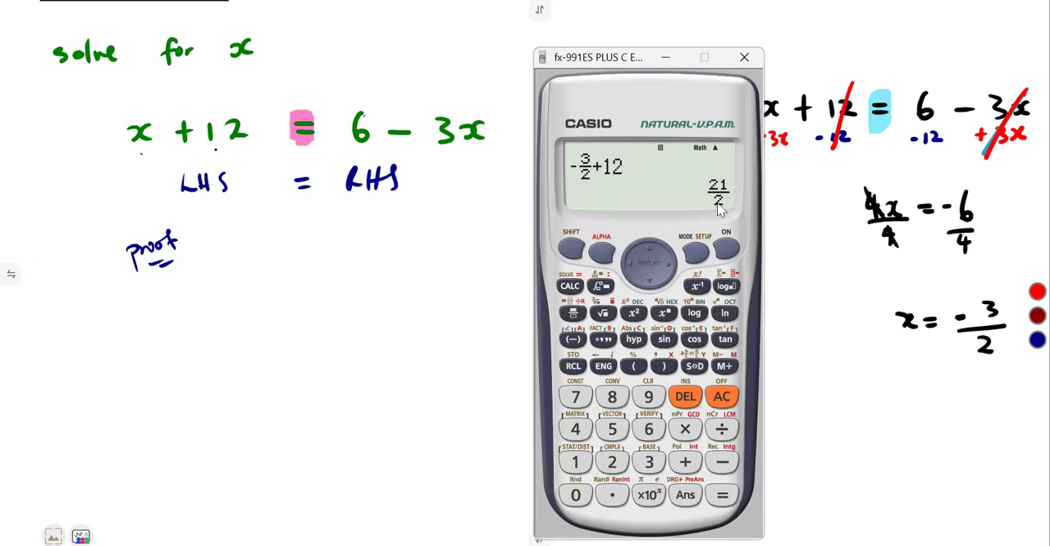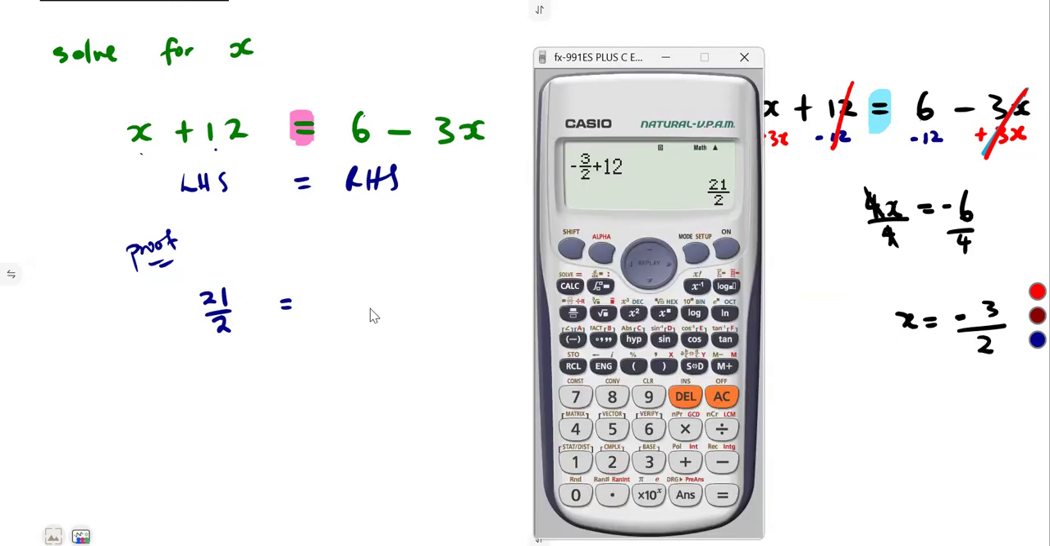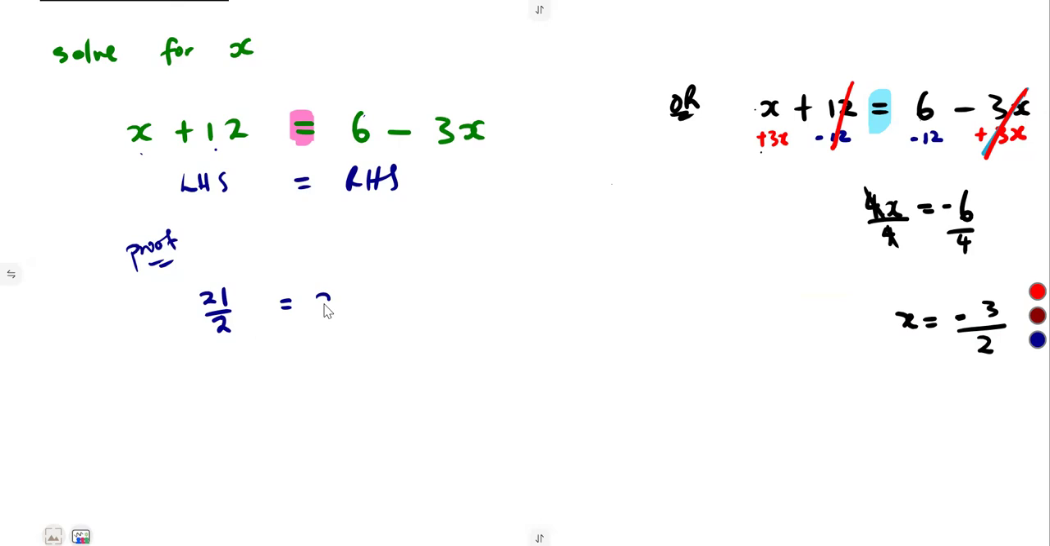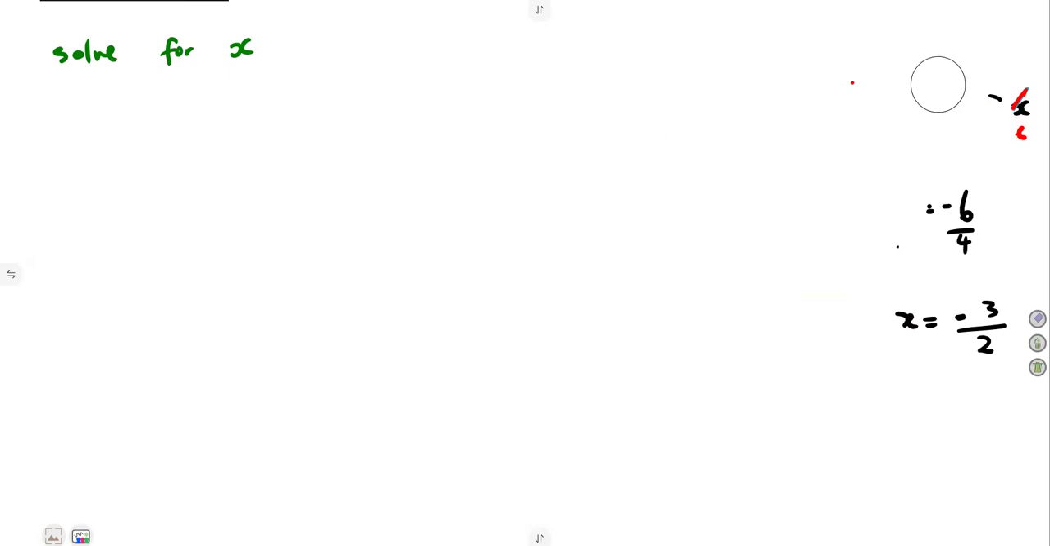So this is going to give us 21 over 2. Is it equal to what you're going to get on the right-hand side? On the right-hand side, it's 6 minus 3x, which is 3 times our x, minus 3 over 2. All right? So if you simplify this, that's 21 over 2. As we can see, truly, the left-hand side and the right-hand side are exactly the same. This is just a proof to see if whatever you were solving for is true. And as you can see, this is true. All right, so that is it, guys.